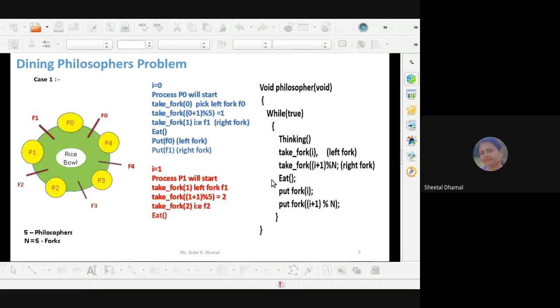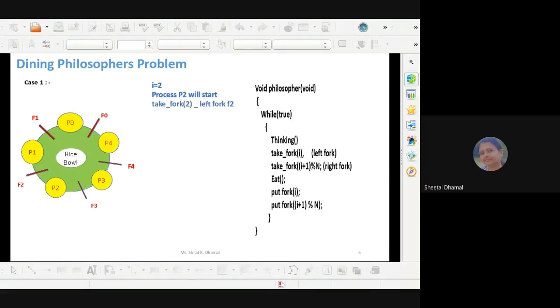After that, he will perform the eating operation, and once the eating operation is finished, he will put down the fork present on his left hand side, that is F1, and the fork on the right hand side. He is putting down the forks so that other philosophers are able to use them. So have you understood how this process is working?